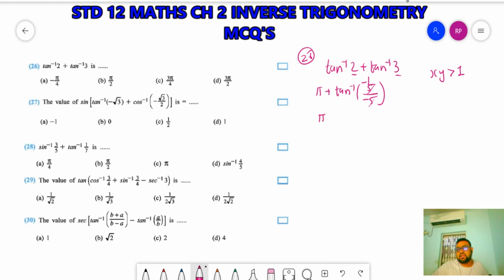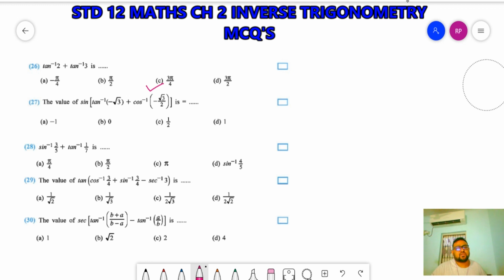So pi plus tan inverse of negative 1, the minus sign comes outside: tan inverse 1. So pi minus pi by 4. This will be equal to 3 pi by 4. So option C is the correct one. Okay, this was about question number 26. Let's see the next, 27.